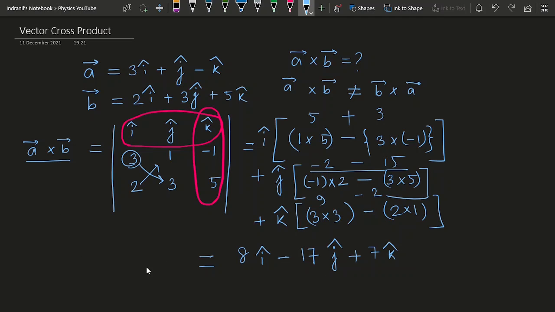And that is the vector A cross B. You can definitely see that the cross product of two vectors is another vector. We have seen before that the dot product of two vectors is a scalar quantity. So in this way, it is very simple. In this way you can do the cross product of two vectors.